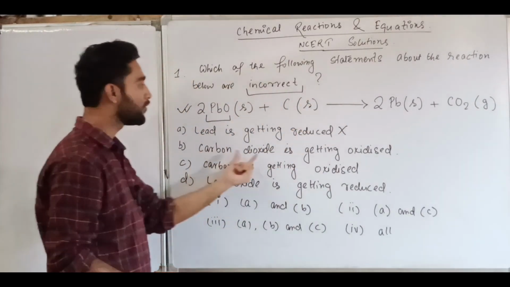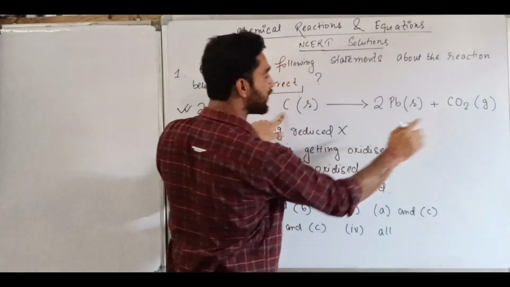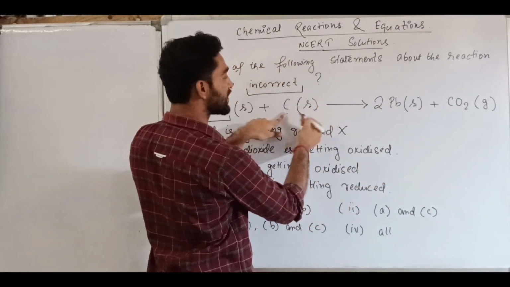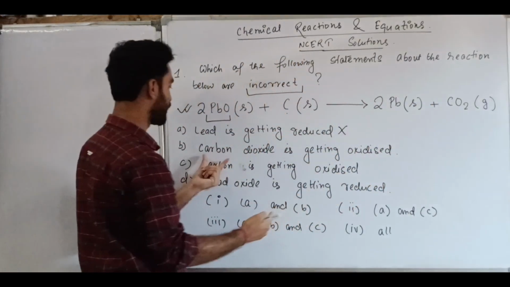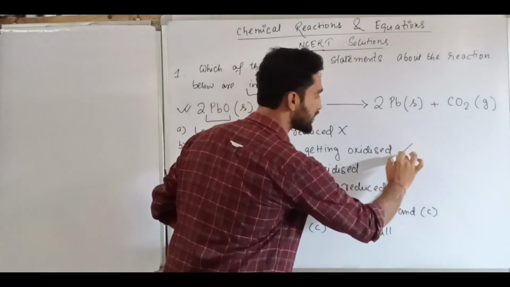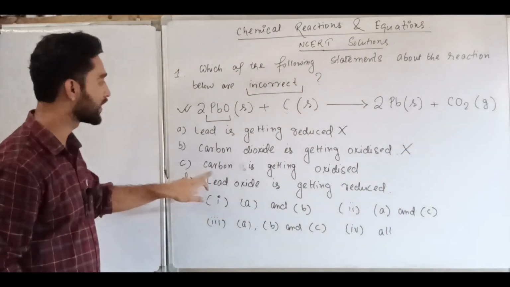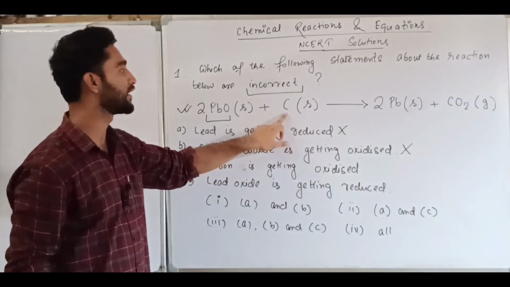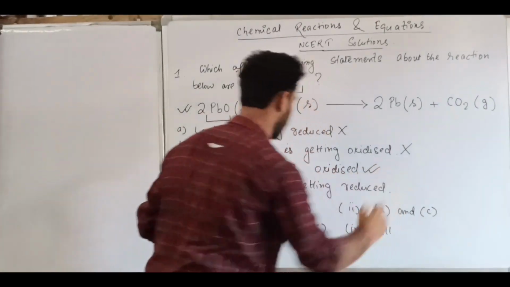The next option is carbon dioxide is getting oxidized. Here you see the carbon dioxide is not getting oxidized. The carbon is getting oxidized. Carbon, by gaining oxygen, became carbon dioxide. So carbon dioxide is not getting oxidized. This is also an incorrect option. Now the third option, carbon is getting oxidized. It is correct. Carbon, by gaining oxygen, became carbon dioxide. This is the correct option.